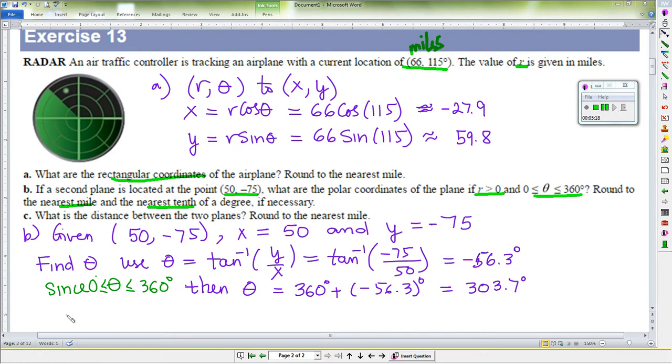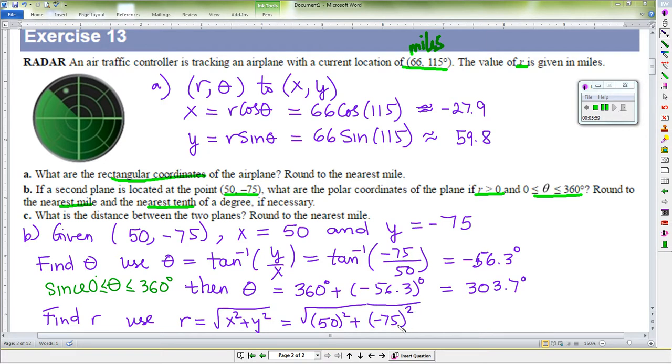The next step, we just have to find r. To find the radius, we use the Pythagorean theorem. So r equals the square root of x squared plus y squared. Now we will substitute x for 50, so square root of 50 squared, plus y for negative 75.